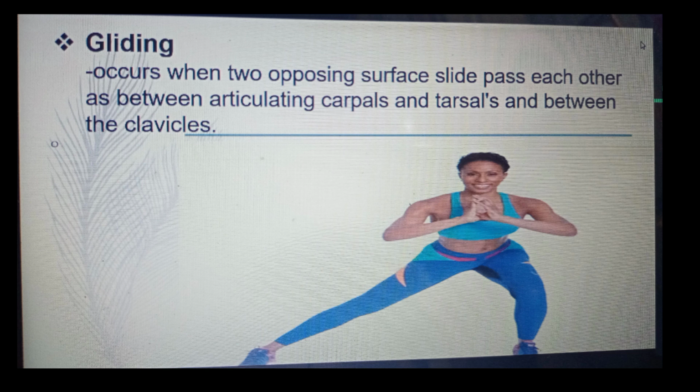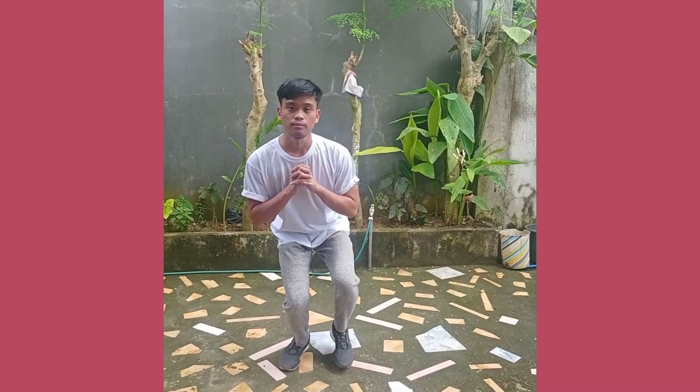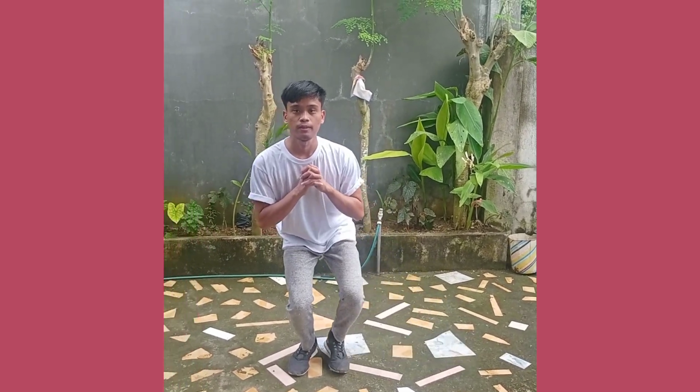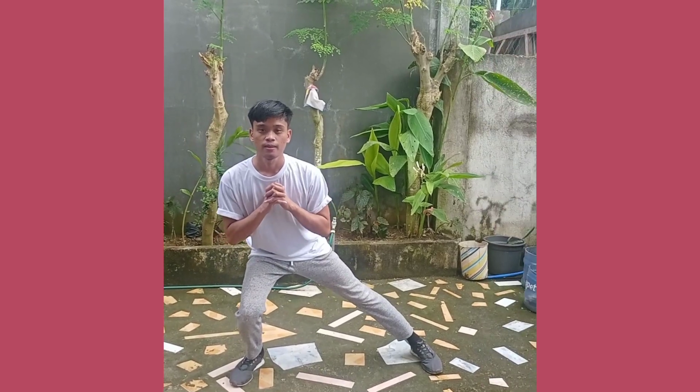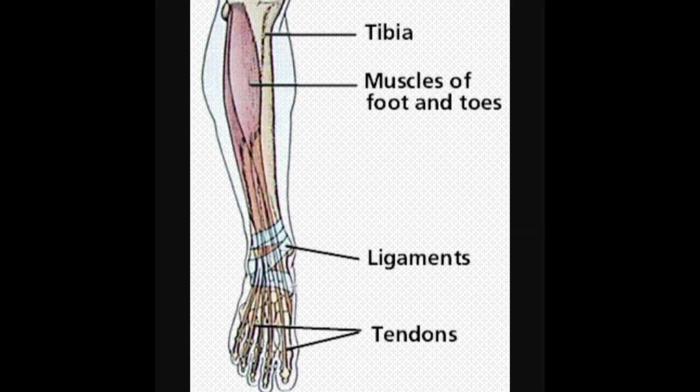Gliding occurs when two opposing surfaces slide past each other, as between articulating carpals and tarsals and between the clavicles. This is how to perform gliding. These are the following bones and muscles involved.